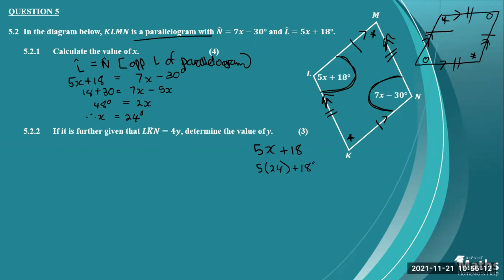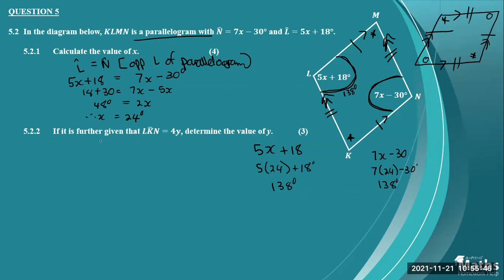Let's work it out quickly. That's 5 times 24 plus 18, and that gives you 138 degrees. So that one is 138. Let's double check this one to see if it actually makes sense. So this will be 7 times 24 minus 30. Pop it into the calculator and you'll see it's also equal to 138 degrees.